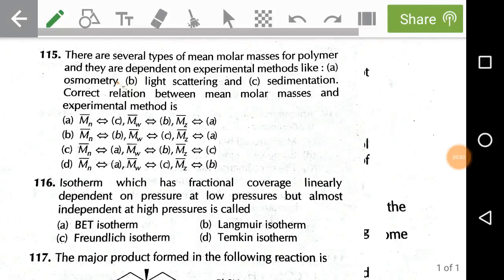Hi, now we are analyzing CSIR June 2011 Chemical Sciences. Just look at the given problems. First, just look at the 116th problem.